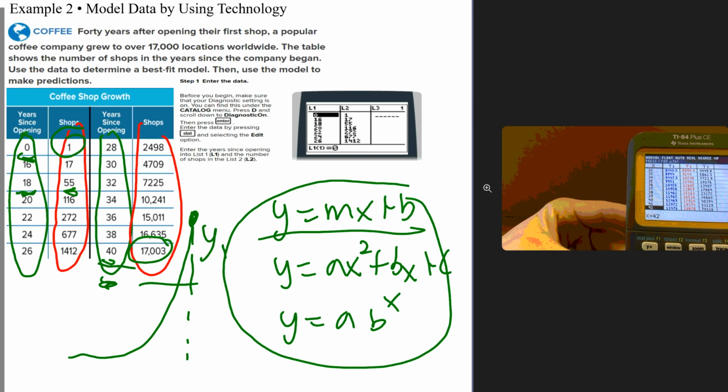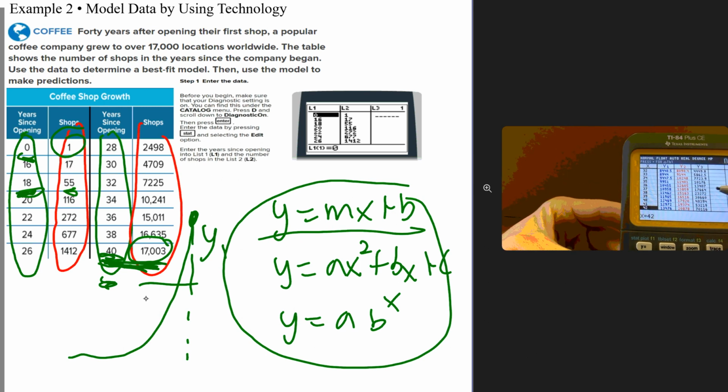So that's why you don't predict outside the values that you have. We can predict inside, like year 10 is perfect, but outside our values of 40, we don't want to predict outside of that because we can see exponentials just grow way too fast, right? Okay, so that's how you use a calculator on example number 2.